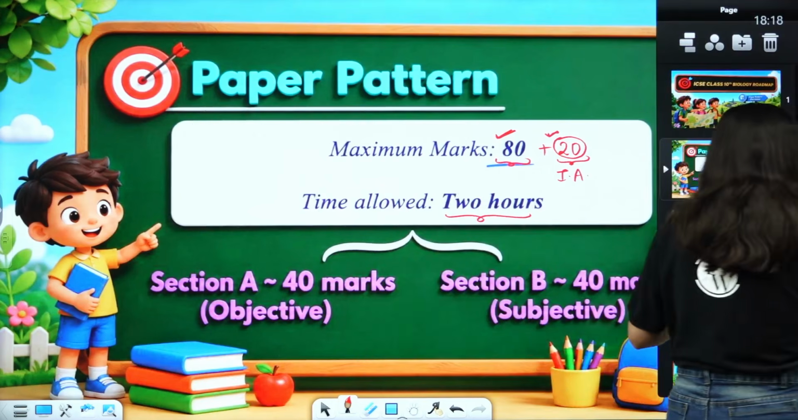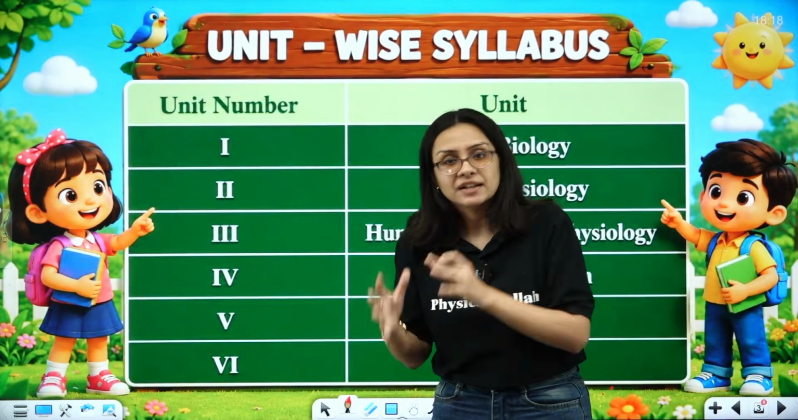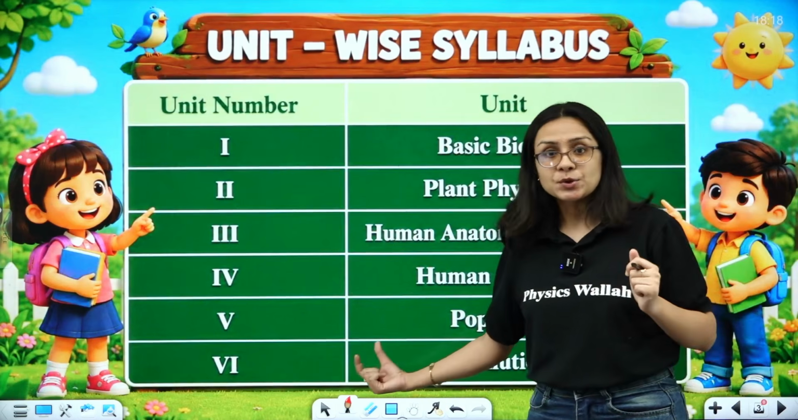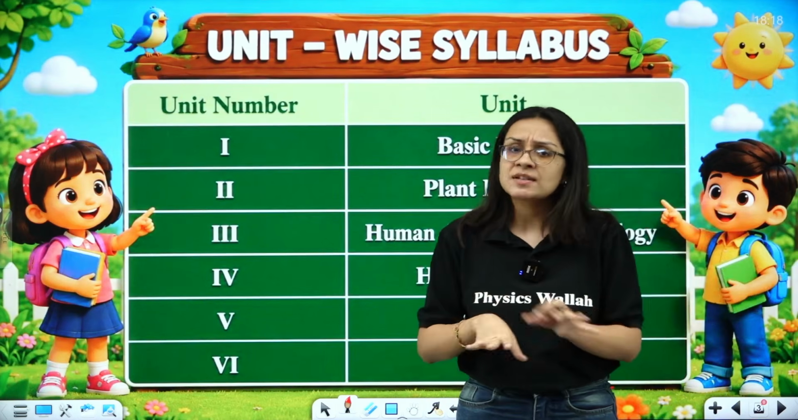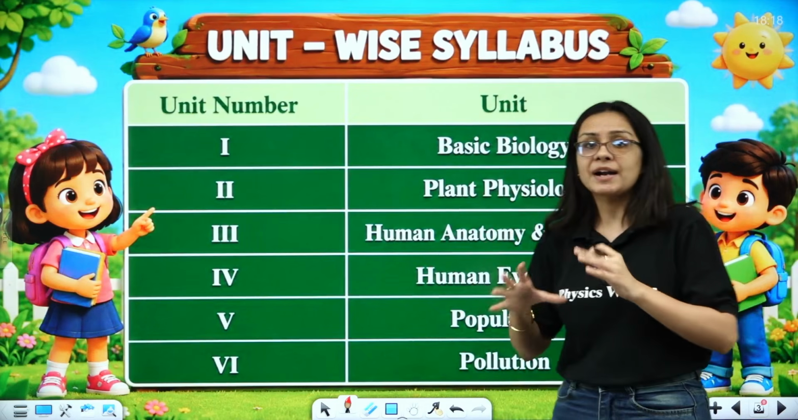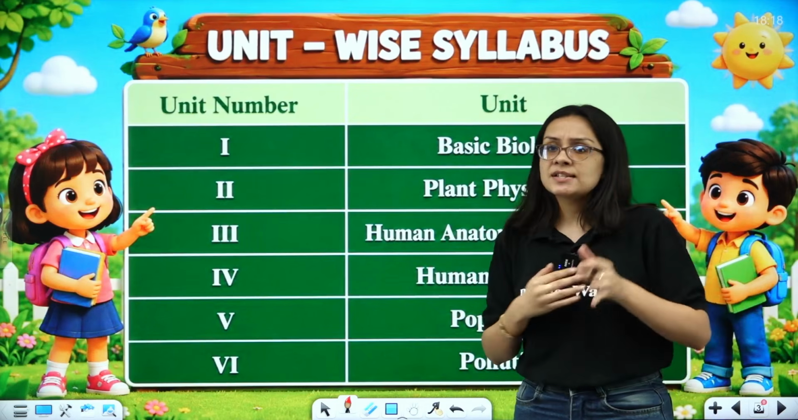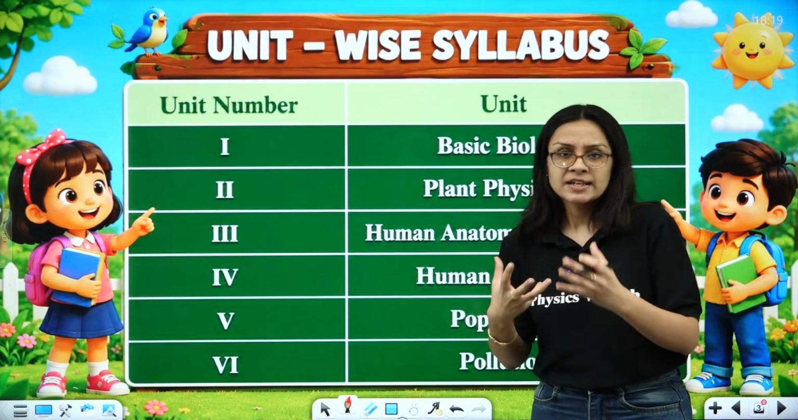Now, if I talk about the syllabus unit wise that you will be covering, that's officially released by the council, you have overall 6 units. The first unit is basic biology, which has 2 chapters. I would say all of them are easy. Second unit is basically about plant physiology, which has 4 chapters. Again, from the easy to moderate side, it has mostly experimental based areas.